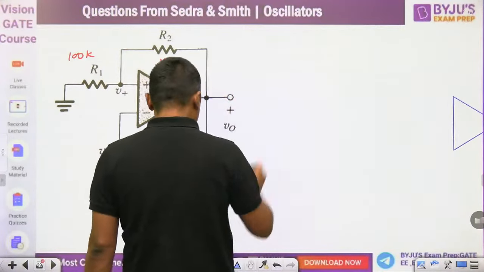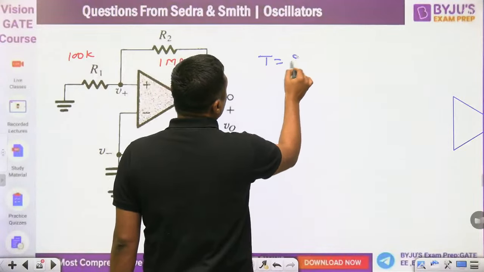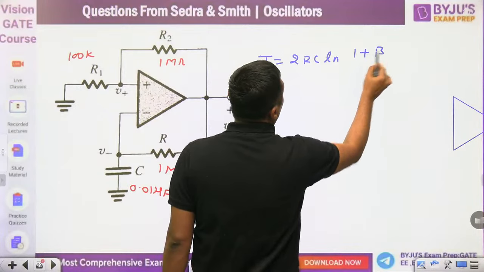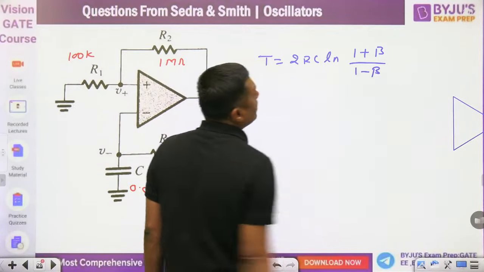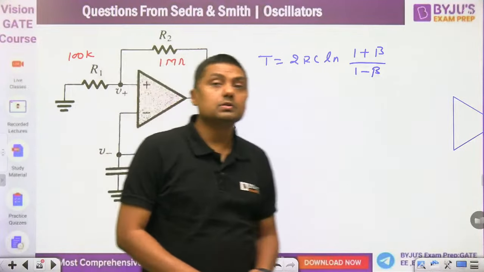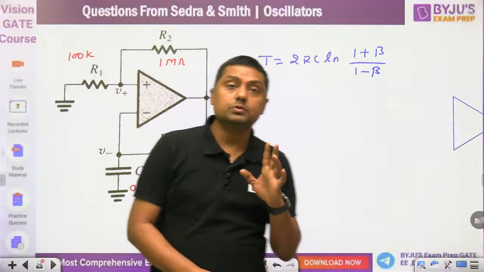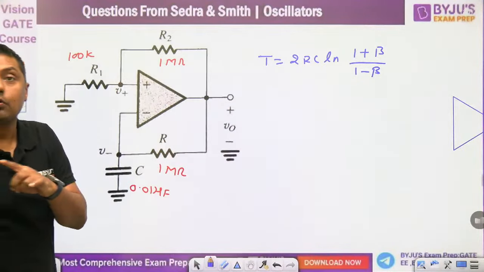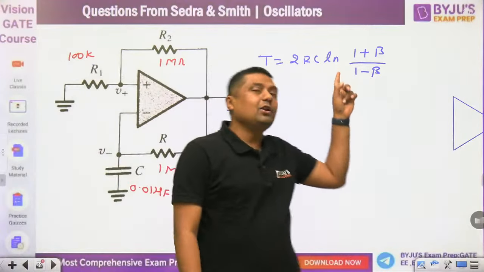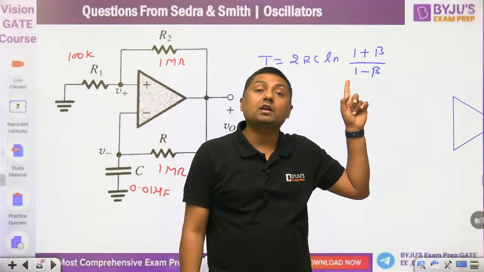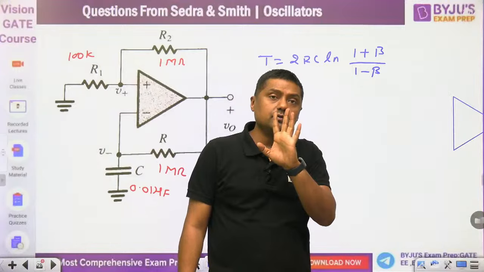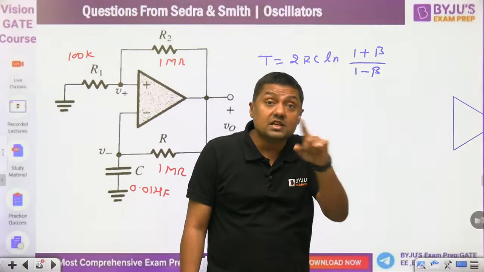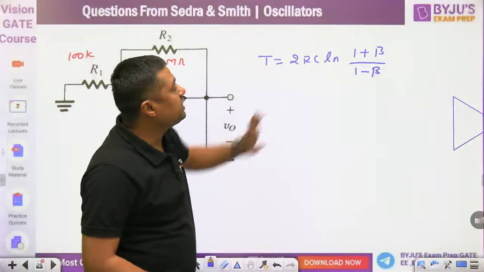So what is the answer? T is equal to 2RC log of 1 plus beta upon 1 minus beta. Yes, 1 plus beta upon 1 minus beta, not 1 minus beta upon 1 plus beta. Why? Because if you get a value less than 1, it is not possible to find the value of log, is it clear, Rajiv? So it is 1 plus beta upon 1 minus beta.